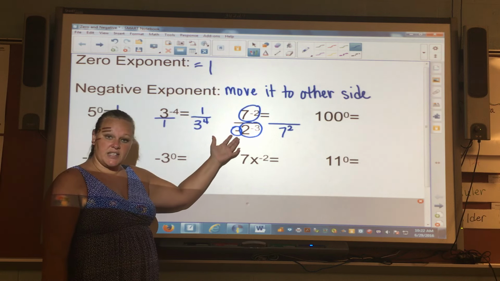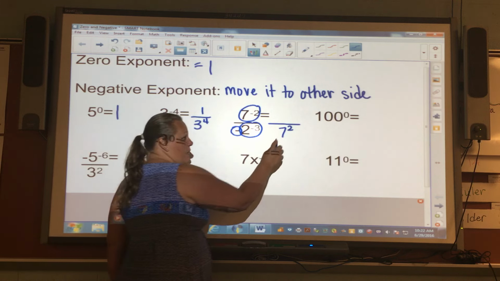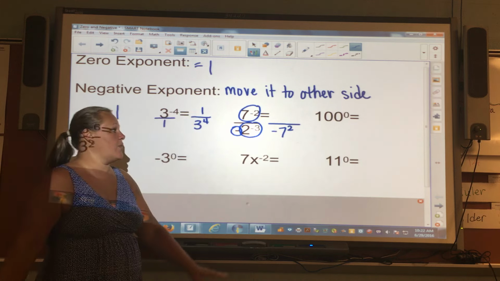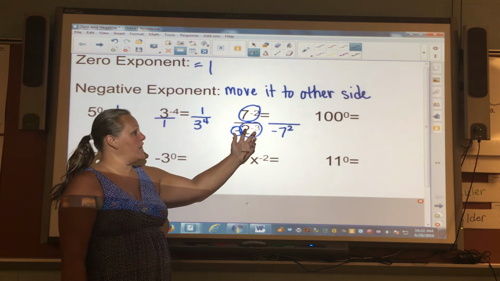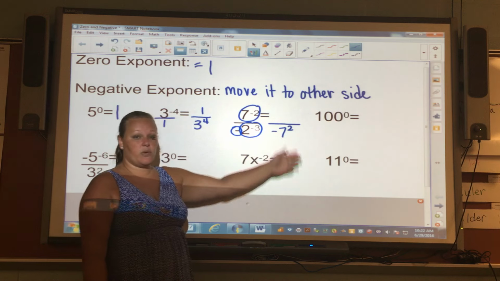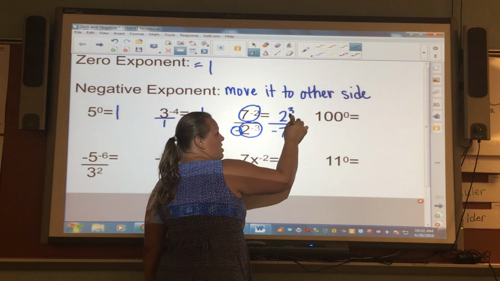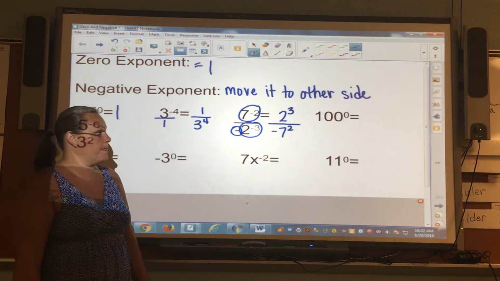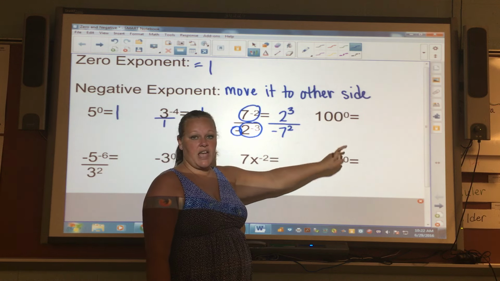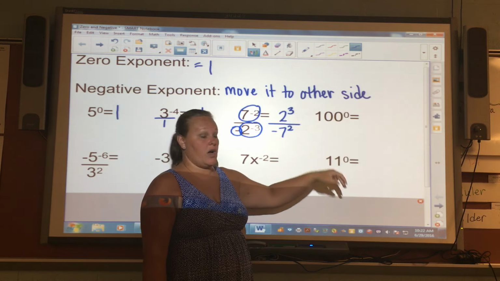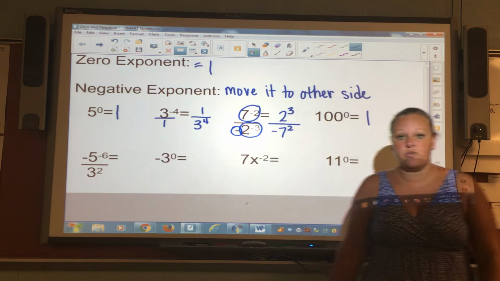The negative sign, is it going to stay, move, or turn to 1? It has a positive exponent of 1, so it will just stay where it is. And the 2, is it going to stay, move, or turn to 1? It has a negative exponent, so that means we have to move it to the top of the fraction so that the 3 can become a positive 3. And the last one up here, is the 100 going to stay, move, or turn to 1? It has a zero exponent, so it is going to turn into a positive 1.